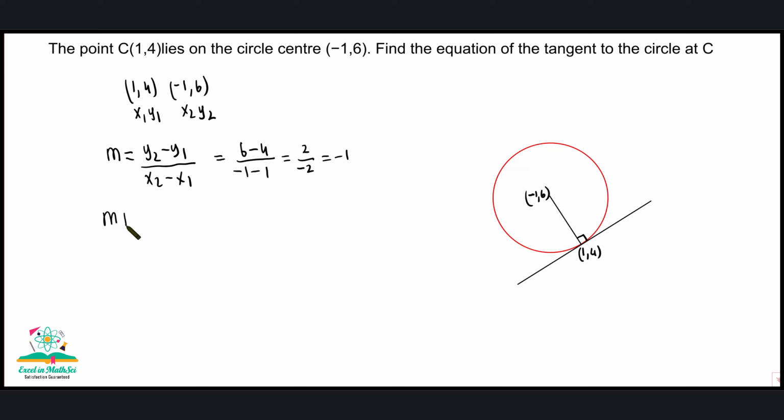Therefore, our perpendicular gradient, the gradient of the tangent, would be 1, because you remember, if two lines are perpendicular, the product of their gradients gives you -1.